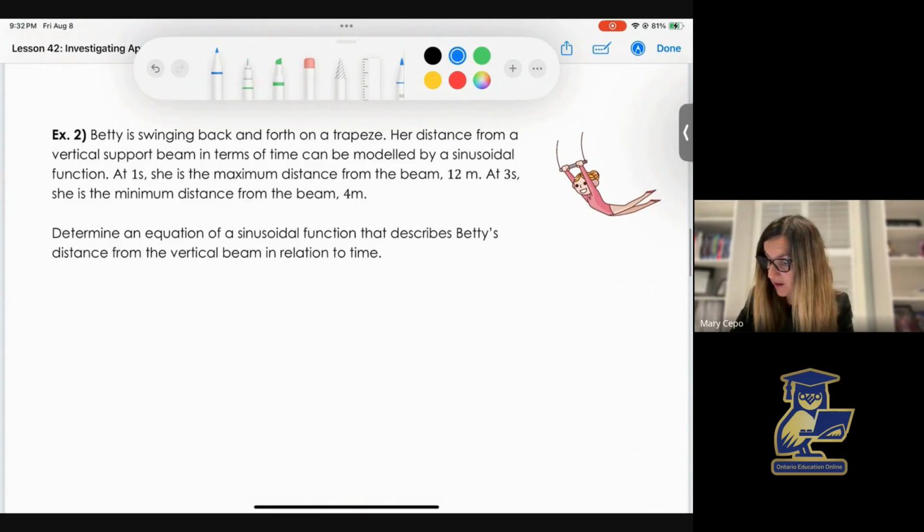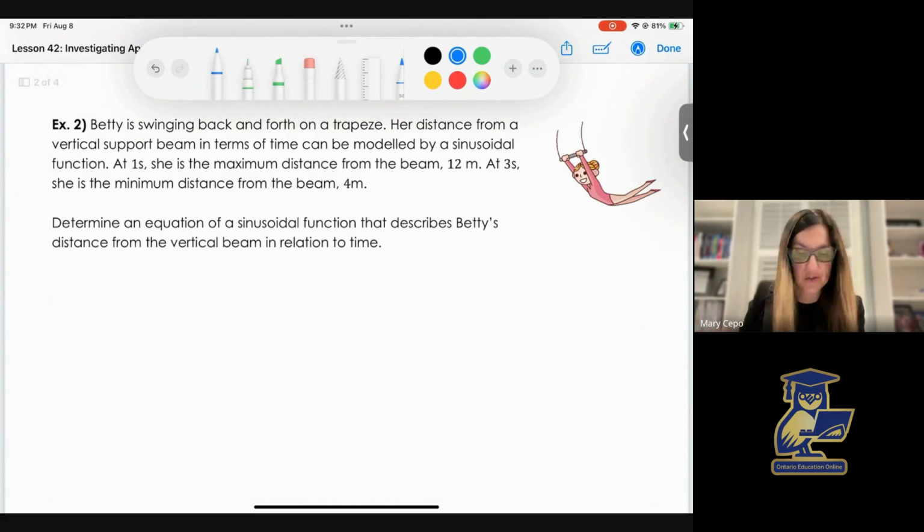Okay, so lots going on. So I'm going to do a quick little sketch because I'm more a person that needs to see that visual.